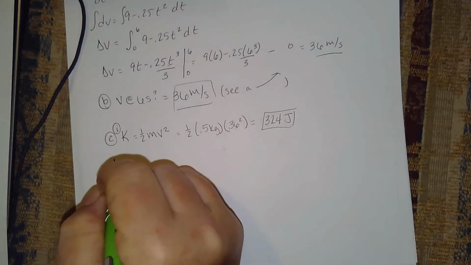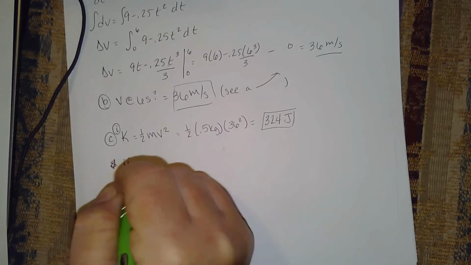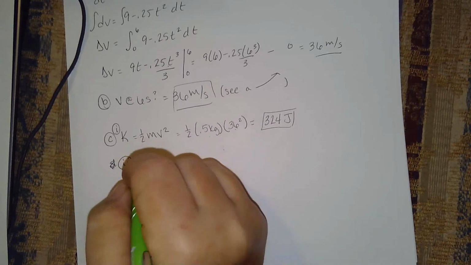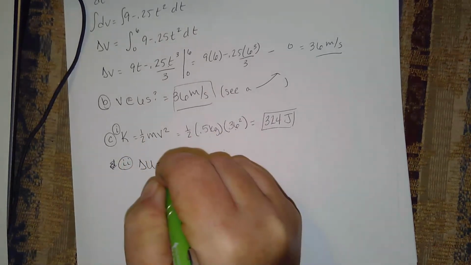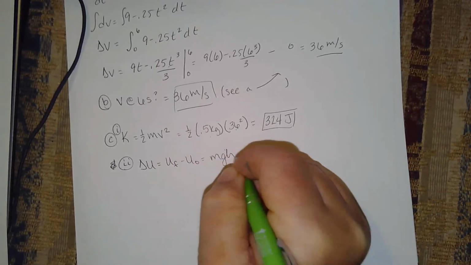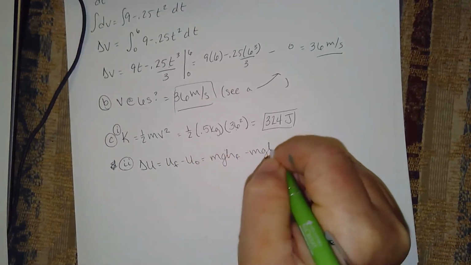All right, then we go to II. It says calculate the change in gravitational potential energy from 0 to 6. Well, I look at that and I go, okay, delta U. So that's going to be U final minus U naught. So that's mgh final minus mgh naught.